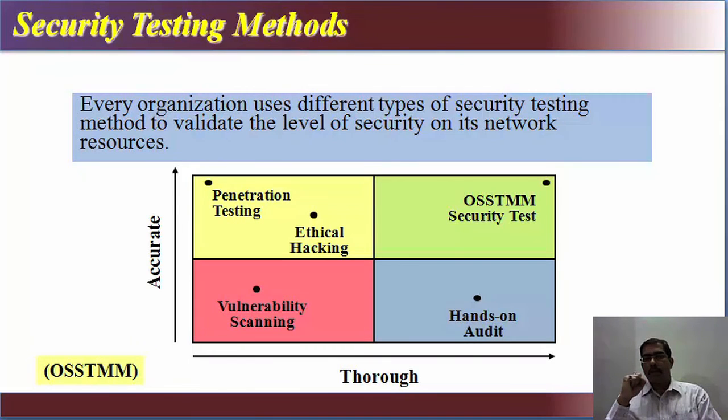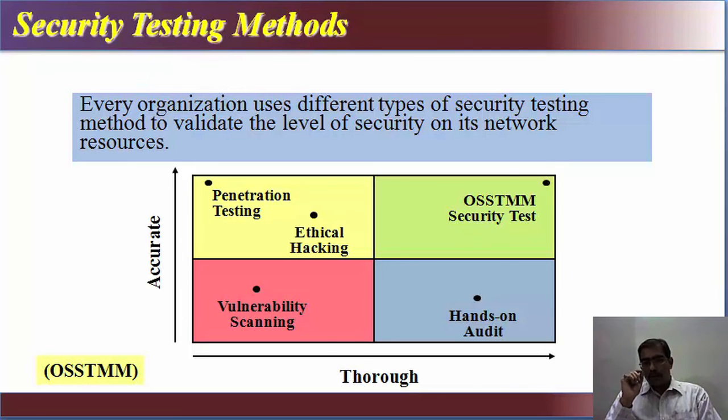What are the methods for security testing? Every organization uses different types of security testing to validate the level of security on its network resources. If you see on the right, the arrow goes up, that is your OSSTMM, and hands-on audit is very thorough. Accurate is your penetration testing, ethical hacking, vulnerability scanning. This is basically taken from the OSSTMM slide.